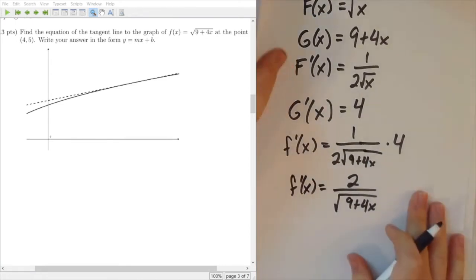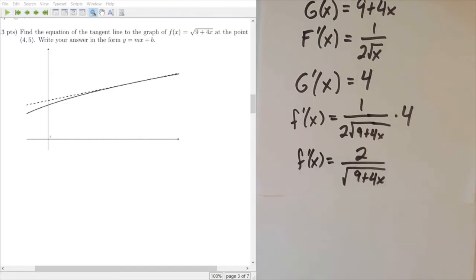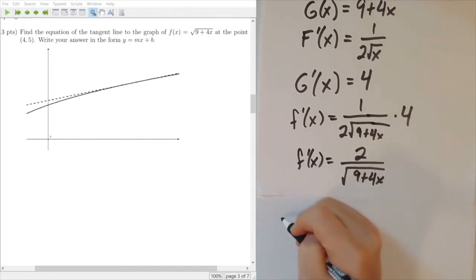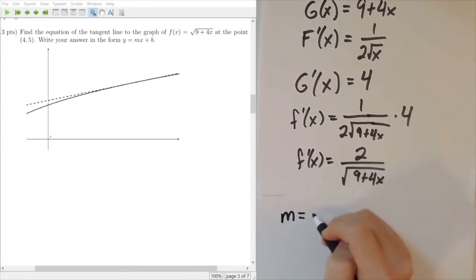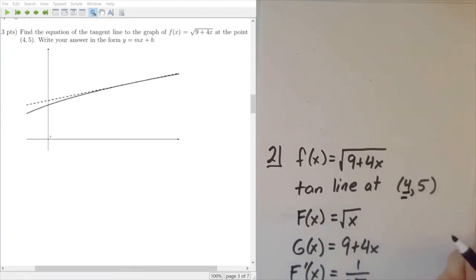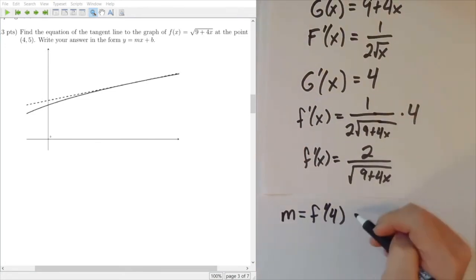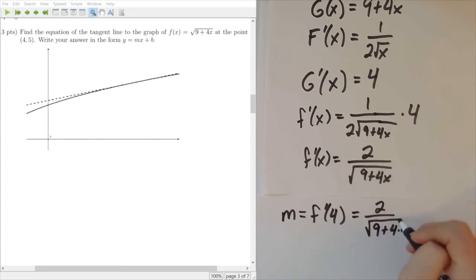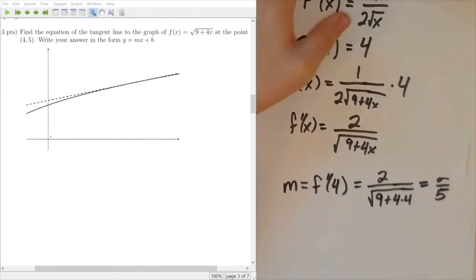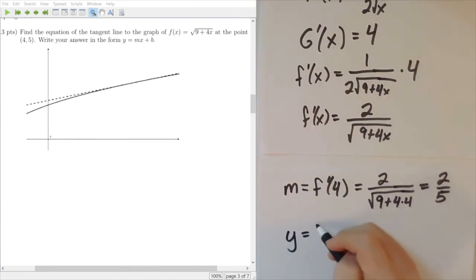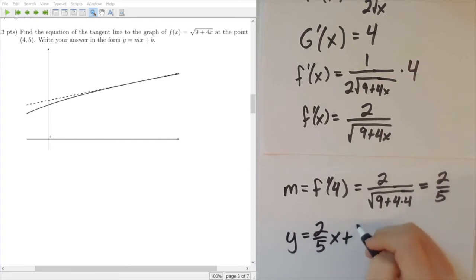Once we have that, we can find the slope of our tangent line. Namely, the slope is m equals f prime of 4. Remember, this comes from the x-coordinate of the point where we want the tangent line. What is f prime of 4? It's 2 divided by the square root of 9 plus 4 times 4, which is the square root of 25. So this is 2/5, which means our tangent line looks like y equals 2/5 x plus b.